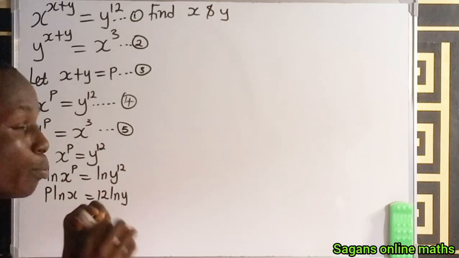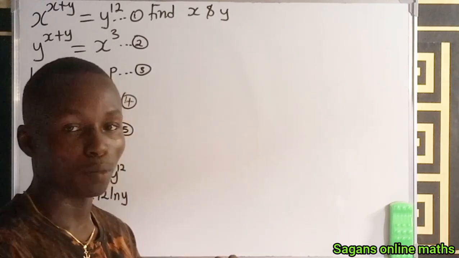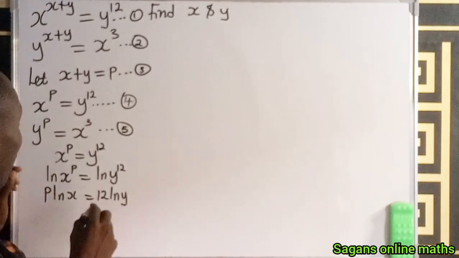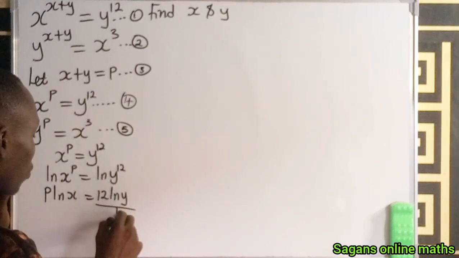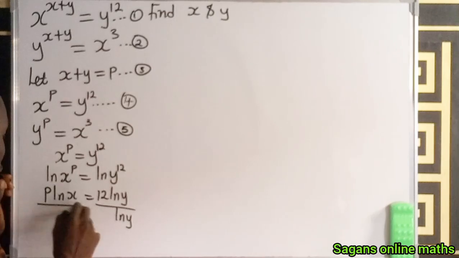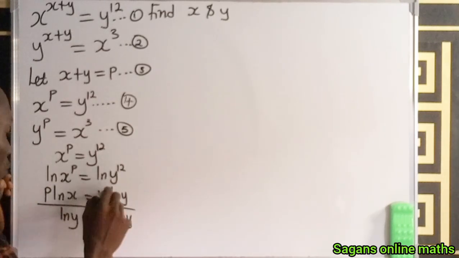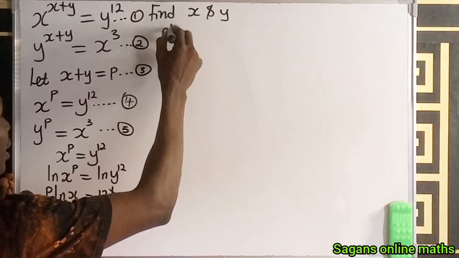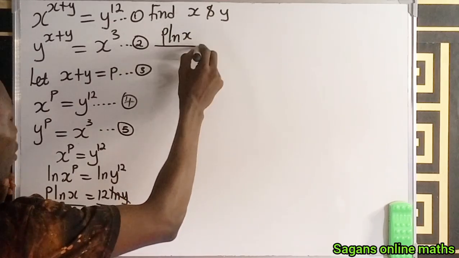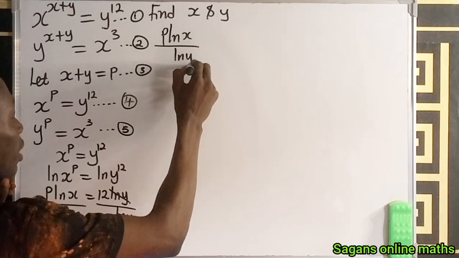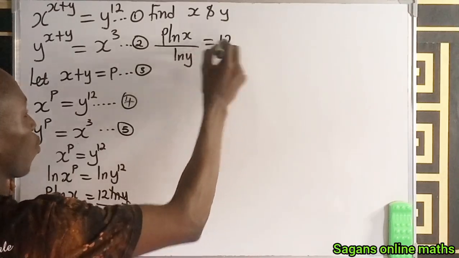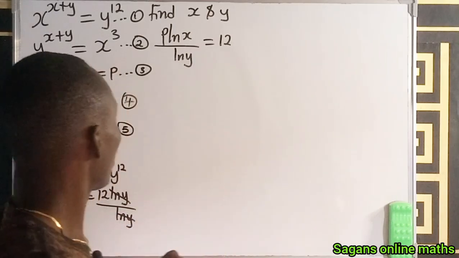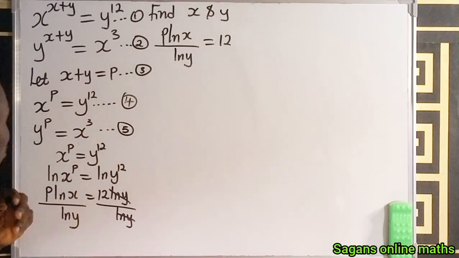Now I want to make 12 the subject of the formula from this equation 4. So what I have to do is divide both sides by ln y. If I divide here by ln y, I also divide the whole of this by ln y. Now this will cancel out this. So now see that p ln x divided by ln y is equal to 12. Wow, it's amazing. It's pocket genius, right? All right, now let's go back to equation 5.